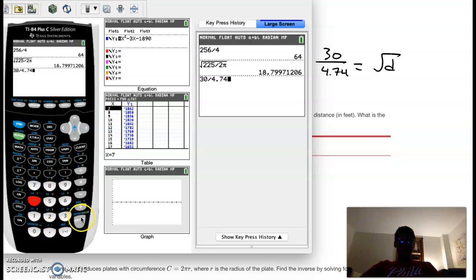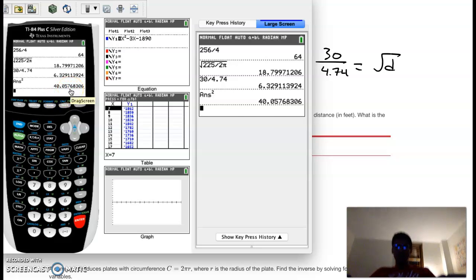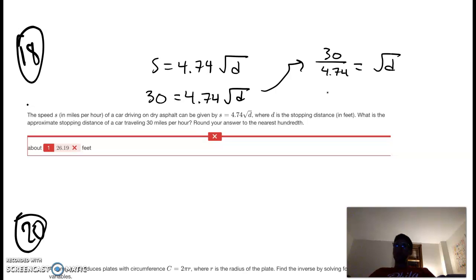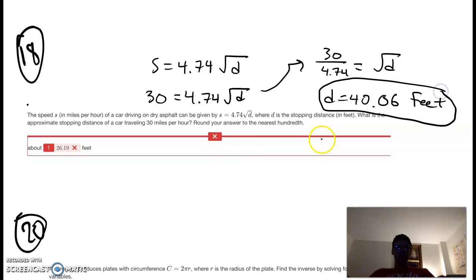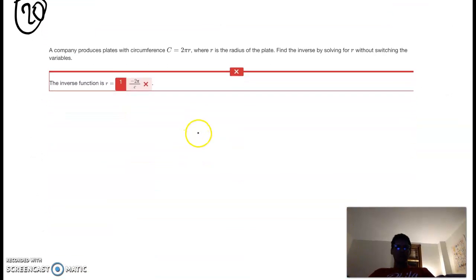So 30 divided by 4.74. I could just do that step first, and then I'll just square it. I just hit square and it automatically squares the answer. 40.057, so that would round to 40.06. And the distance is in feet. The stopping distance.